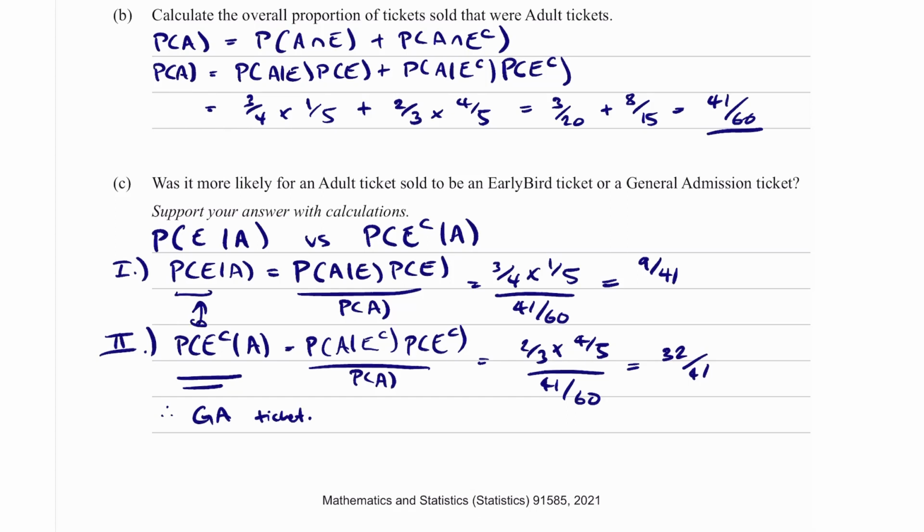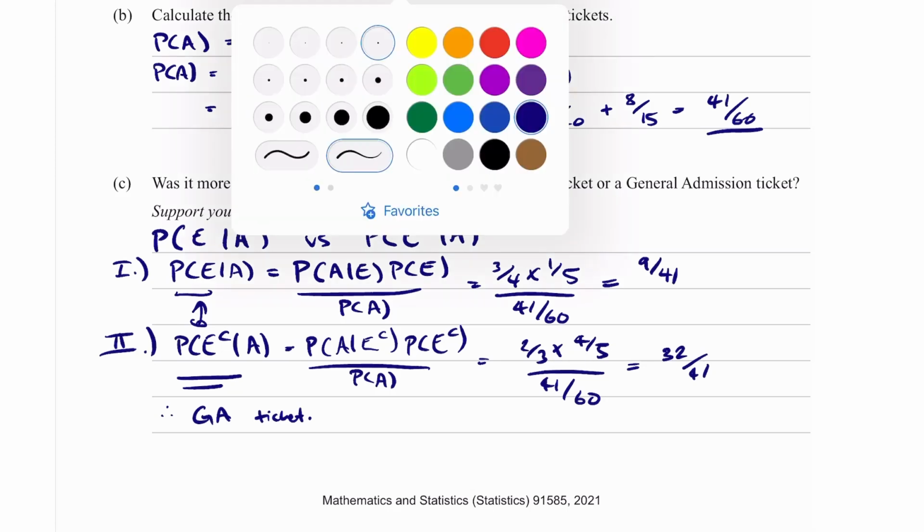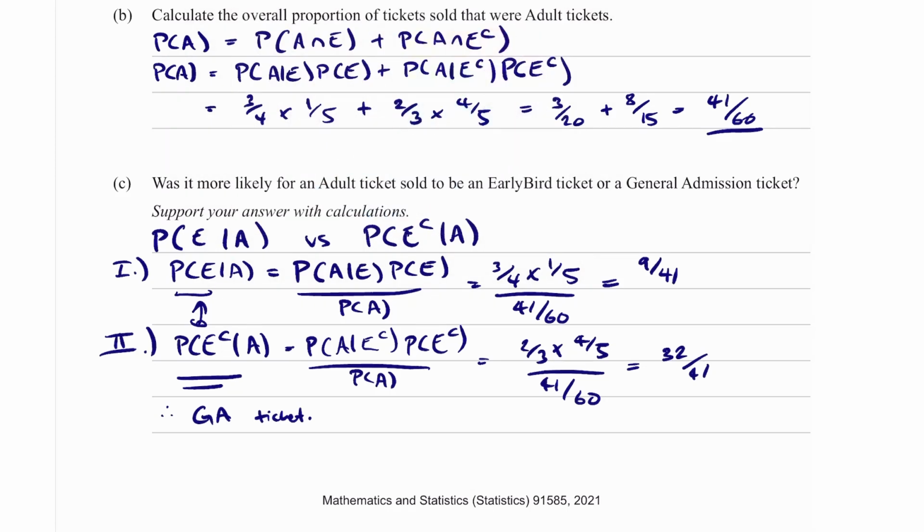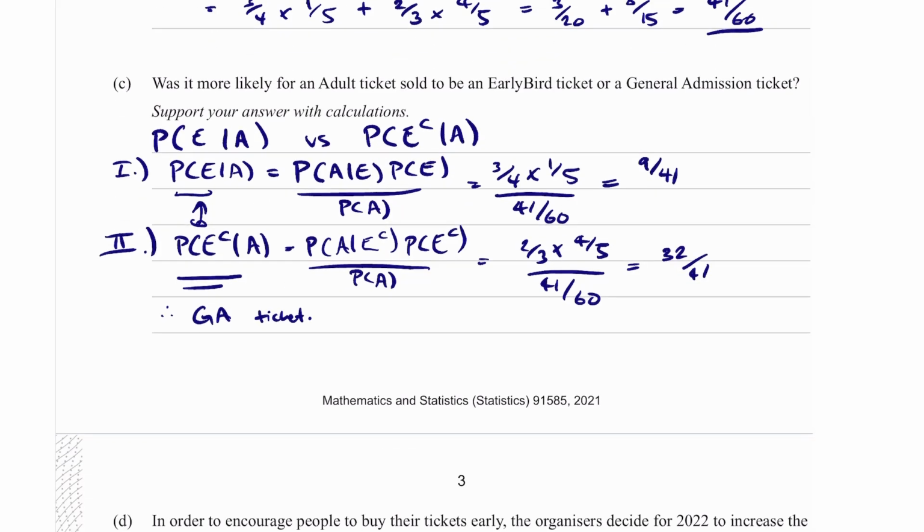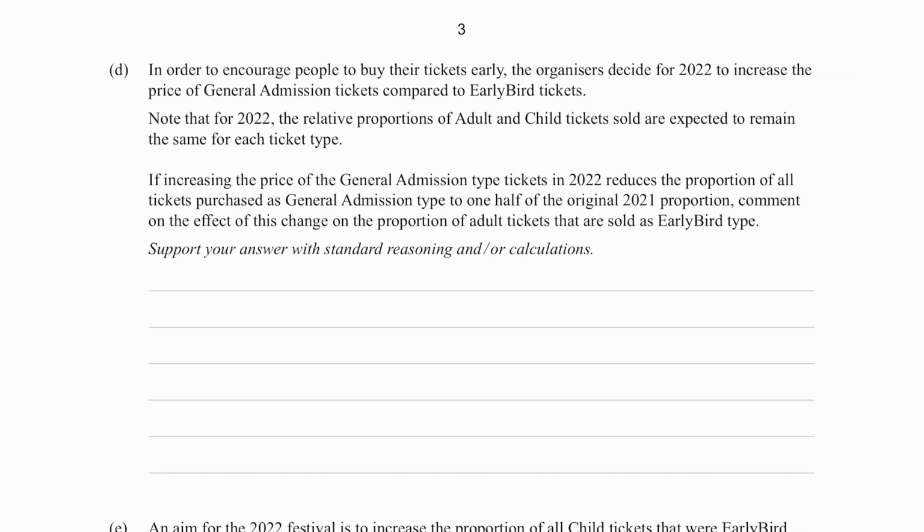So if you just work this out and then just subtract 9/41 from 1, you would get 32/41, right? So that's a bit more of an efficient use of your time there. But therefore, a GA ticket was more likely to be sold to an adult. Right, part D.